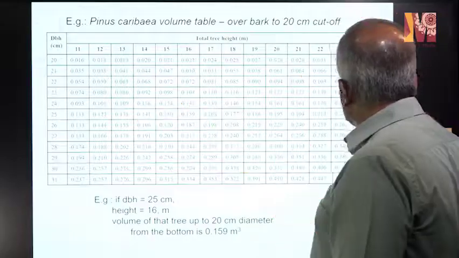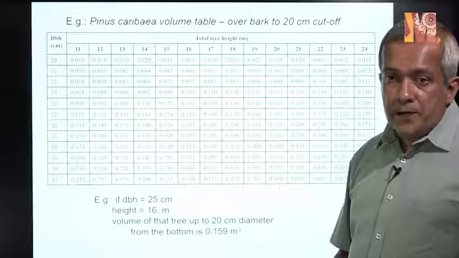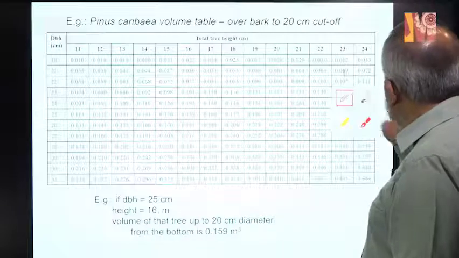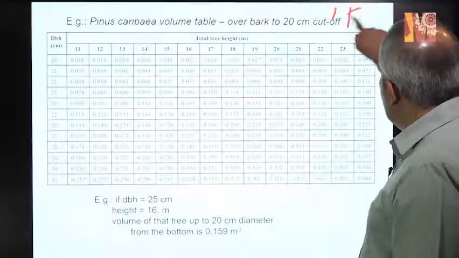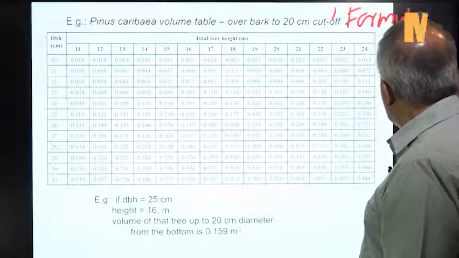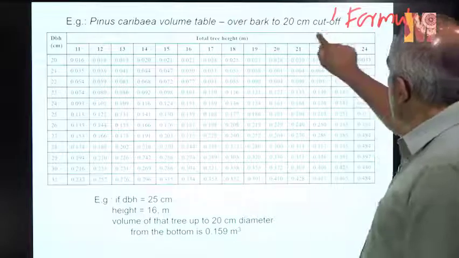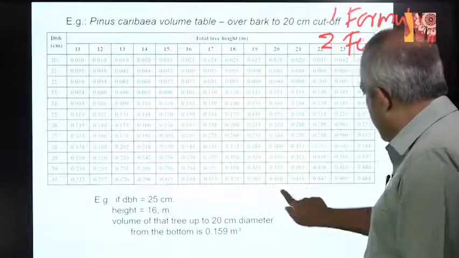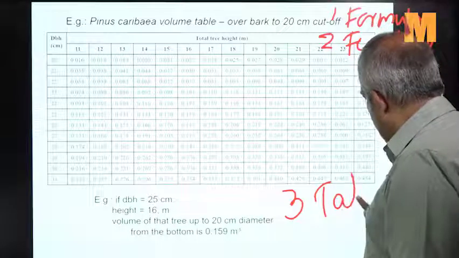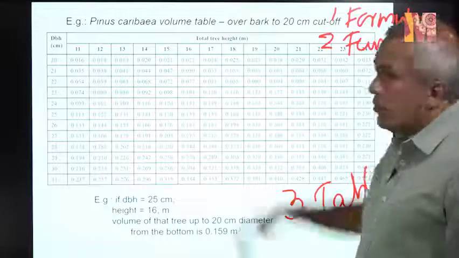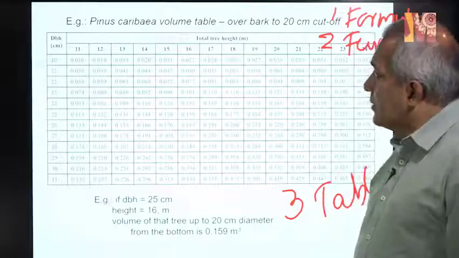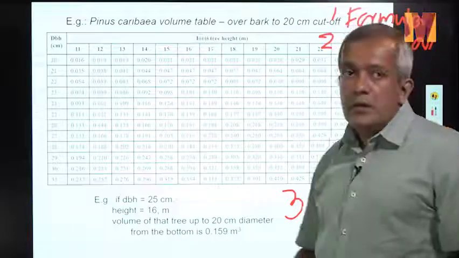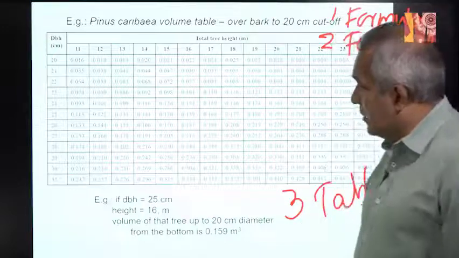So, we discussed three methods of estimating individual tree volume. One, use of a formula: Huber's, Smalian's and Newton's. Two, use of a function. Three, use of a table. This table is called a two parameter volume table because you have to measure diameter as one parameter and the total tree height as another parameter to estimate the volume.